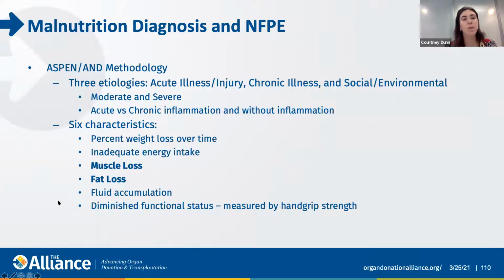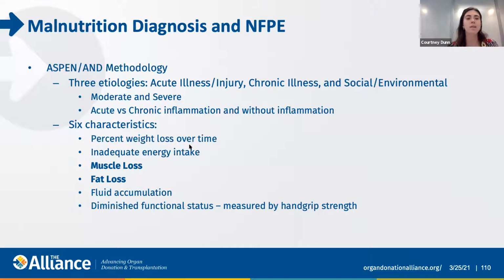So just briefly to review, I've been using the ASPEN A&D methodology of diagnosing malnutrition, and we need the 6 characteristics. Within the 6 characteristics, we need 2 to diagnose malnutrition. So the nutrition-focused physical exam can help us diagnose or use as a diagnosis piece to grade the severity of the muscle loss and the fat loss, where this could be beneficial for transplant patients because the percent weight loss over time reported from a patient might not be accurate due to fluid retention.